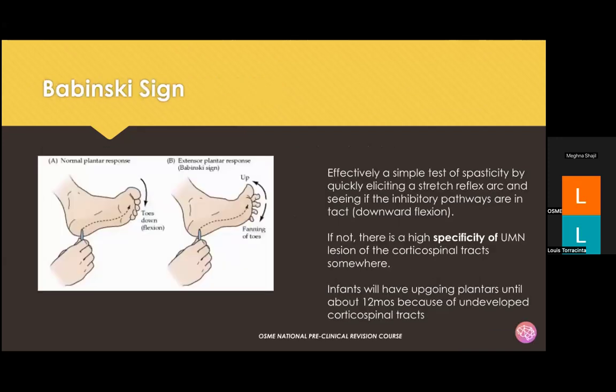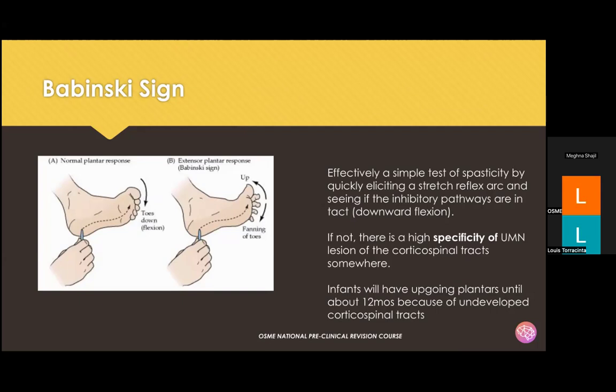And really important, as I talked about, in the difference between upper and lower motor neurons is the Babinski sign. This is effectively a stretch reflex. It's literally just testing the reflex of the lower motor neurons. In a normal plantar response, you scratch someone on the bottom of their foot, and the toe goes down towards flexion. That's a normal response, a negative Babinski reflex. Let's say you scratch the bottom of their foot and their extensors go up. That's a positive Babinski sign.